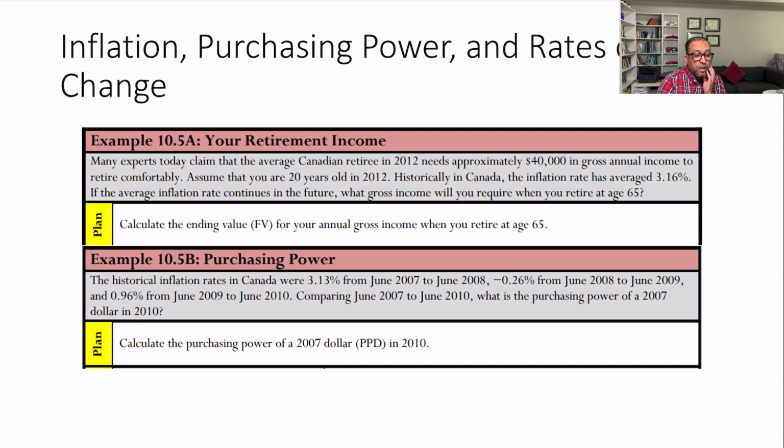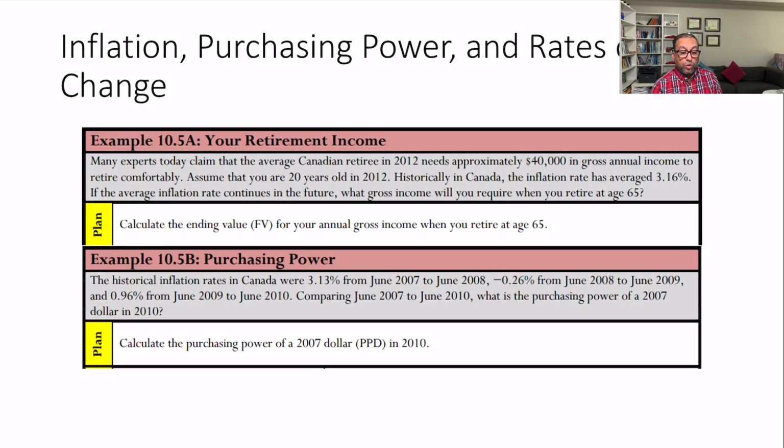Many experts today claim that the average Canadian retiree in 2012 needs approximately 40,000 in gross annual income to retire comfortably. Assume that you are 20 years old in 2012. Historically, in Canada, the inflation rate has averaged 3.16%. If the average inflation rate continues in the future, what gross income will you require when you retire at the age of 65?